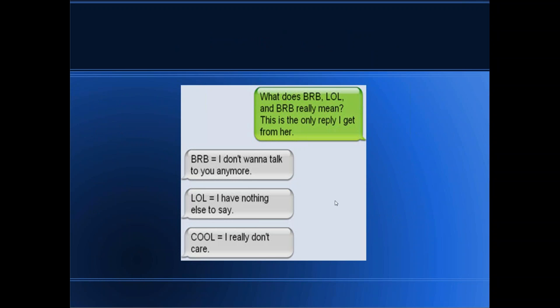And here's another joke for you, of course. For those of you that don't know what BRB is, and you clearly don't have teenagers yet because you'll hear about this all the time. BRB is usually intended to mean be right back. LOL is laughing out loud, and cool is just when they really don't want to talk to you anymore and don't care. Anyway. Just a little joke there, everybody.